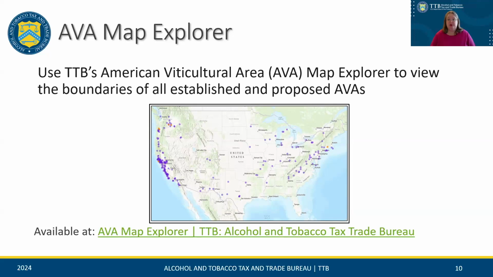The TTB Map Explorer will show you the boundaries of all established AVAs and even of the proposed AVAs whose proposed rulemaking document has published in the Federal Register. And as you see on this map, you can see purple and orange dots. The established AVAs will be purple dots, and the proposed ones will be orange dots.